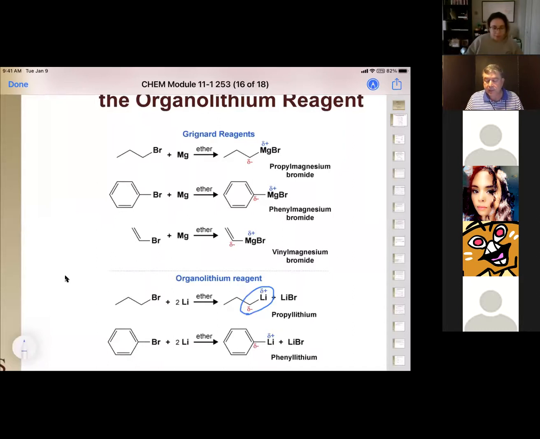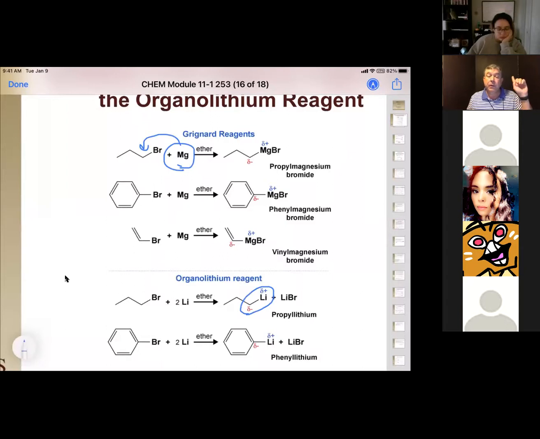And they're fairly easy to make by taking elemental magnesium, which is going to give up 2 electrons to insert itself in between that carbon-bromine bond. And when it does that, the partially positive charge is carried by the magnesium because it's the less electronegative atom, and the negative charge is going to be carried by the carbon.